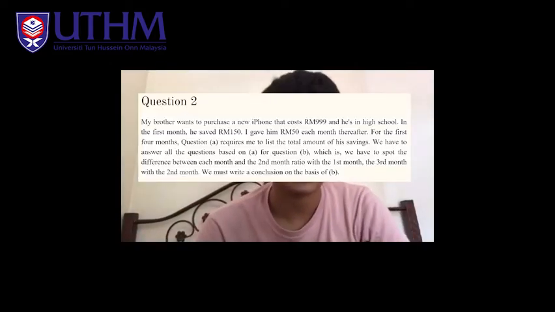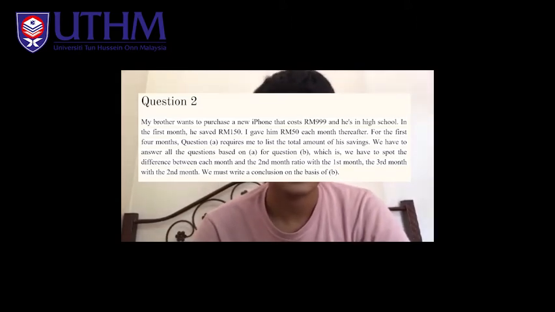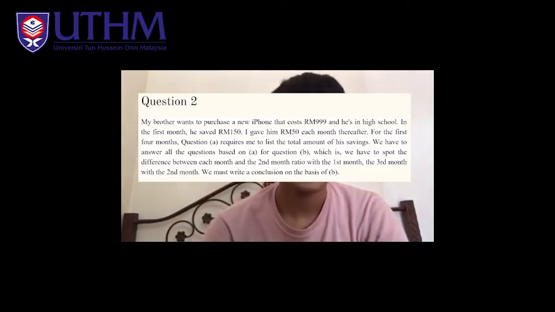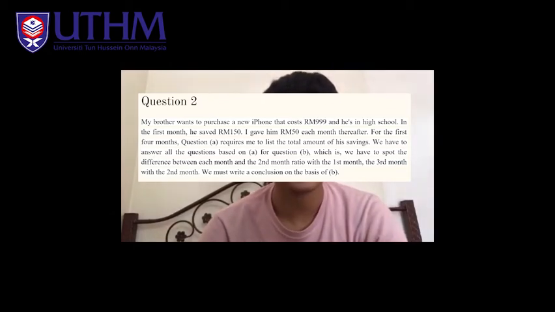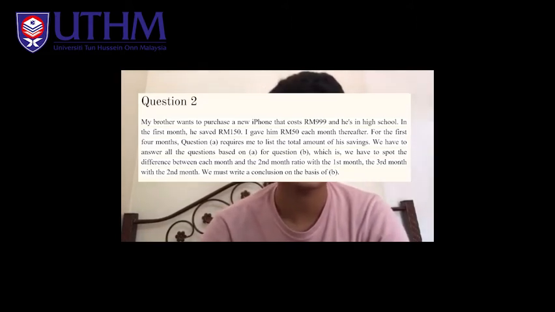Next, question 2. My brother wants to purchase a new iPhone that costs RM999 and he is in high school. In the first month, he saved RM150. Later, I gave him RM50 each month thereafter. For the first 4 months, question A requires me to list the total amount of his savings. For question B, we have to spot the difference between each month, the second month ratio with the first month, the third month ratio with the second month, and we must write a conclusion on the basis of B.